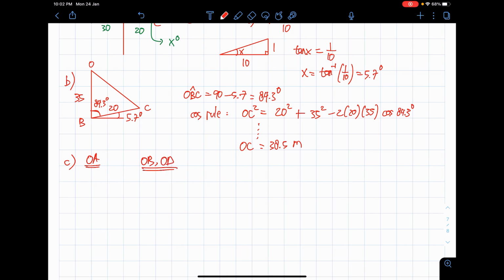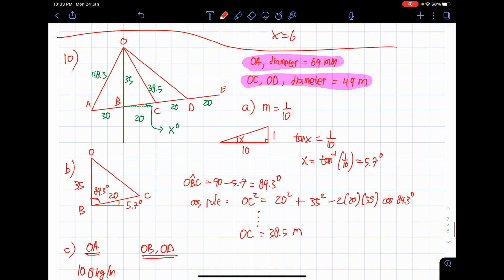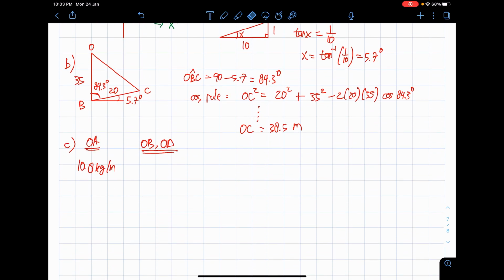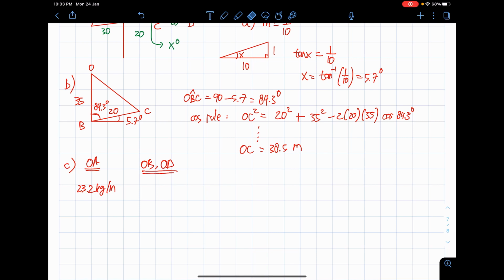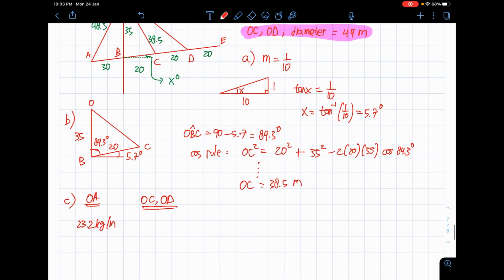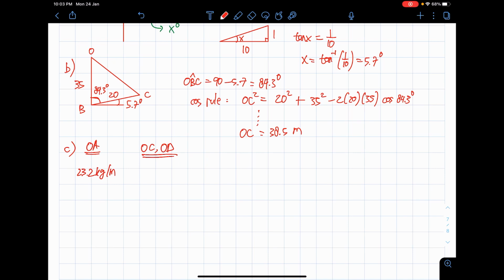Yeah, anyway, since OA is actually 44 millimeter, therefore the unit mass is 10.8 kilogram per meter. Oh wait, OA is not the 44, OA is the 64. So the 64 is 23.2. Okay, then OC and OD are the lighter ones. Yeah, it's the 44 millimeter, so it's 10.8 kilograms per meter. Okay, this is the unit mass that they actually say.